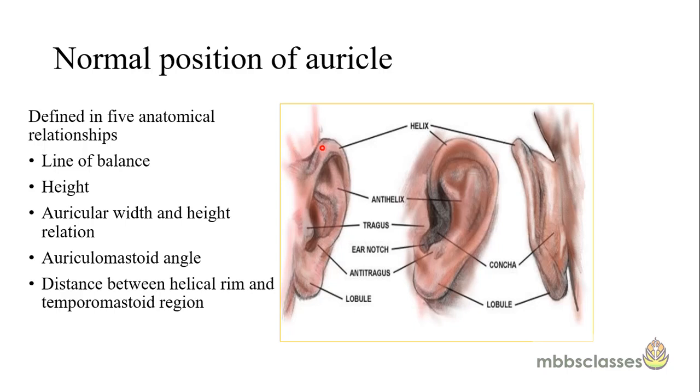So to define a normal position, the points which have to be taken into account: first is the line of balance, this one. Second is the height of the auricle. Third is the auricular width and height ratio. Next is the auriculomastoid angle. And last is the distance between the helical rim and the temporal region.